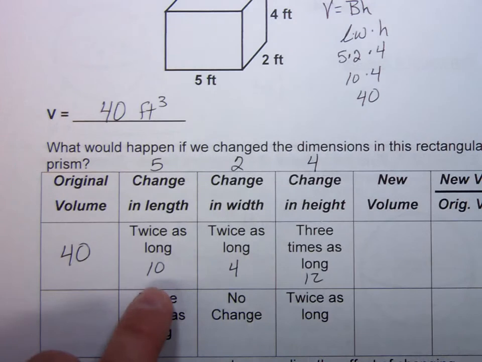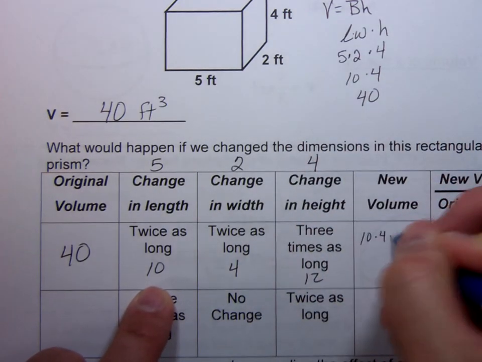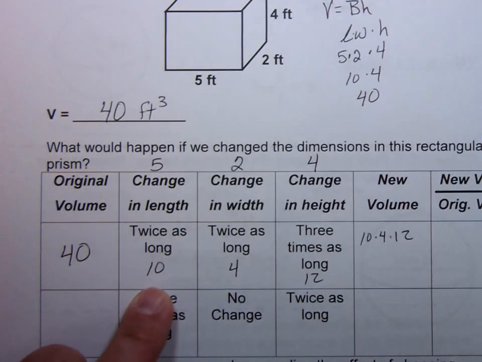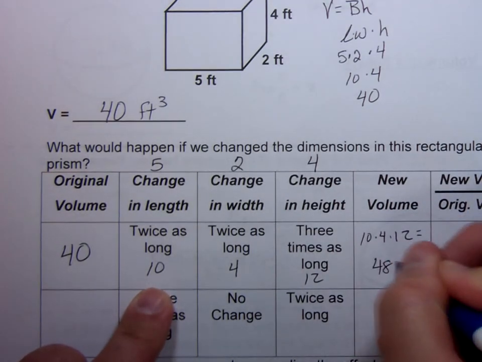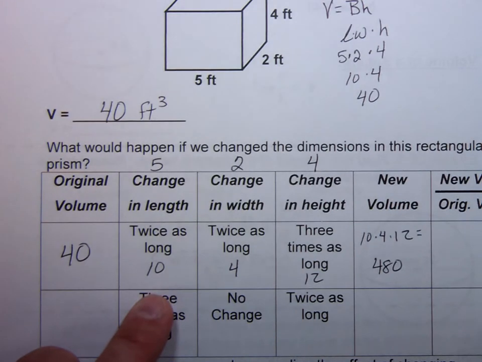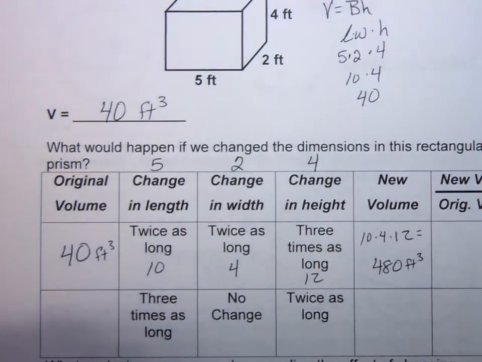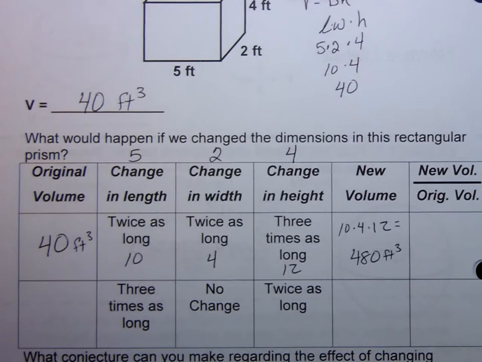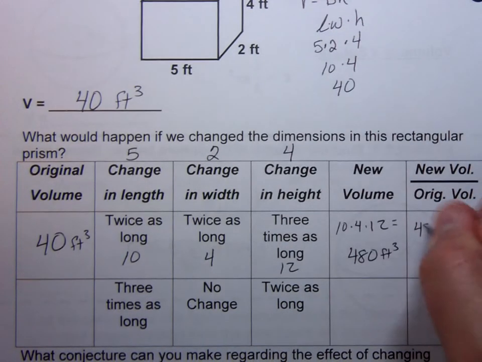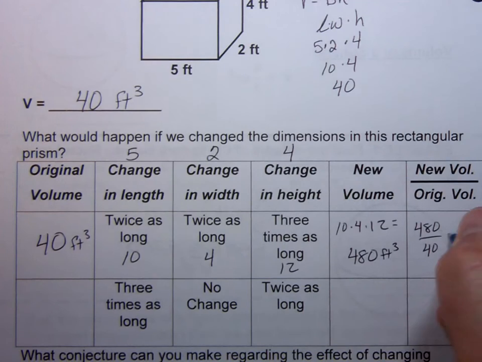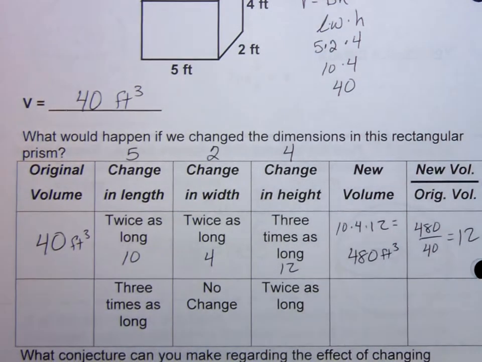So if we do that, we're doing length times width times height, just like we did up here. 10 times 4 times 12. And 10 times 4 times 12 is 480 feet cubed. Go ahead and include my units over here. Alright, so let's check and see how that compares to the original volume. If I take the new volume and divide it by the original volume, it will tell me how many times larger it is. And 480 divided by 40 is 12. So we made the volume 12 times larger.